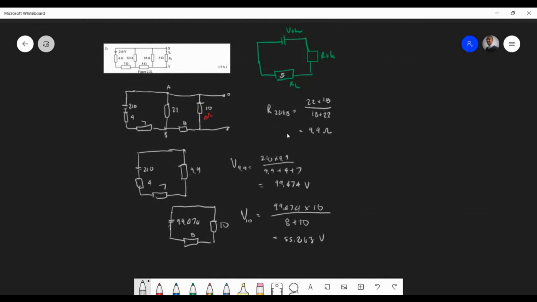So we find it's a 9.9. There's 9.9, which is in parallel with. So I think another approach would be like this, maybe. We find the voltage drop across this over here. Maybe, I don't know. So we can find the current going through the 8 ohm and the 10. Something like this. So I'll have it as 22 and this 18 over here.